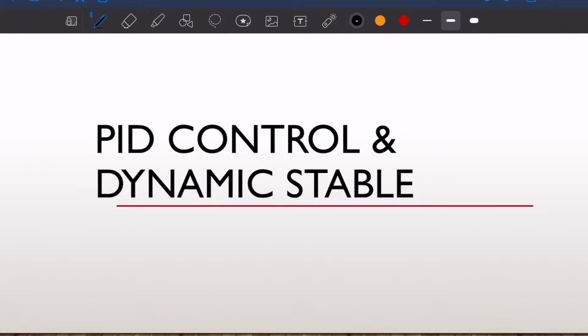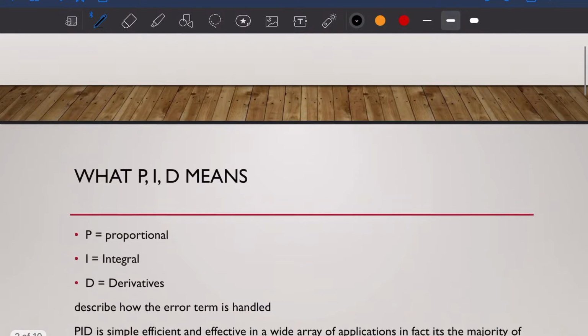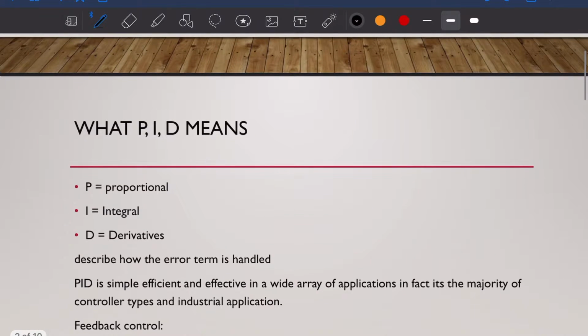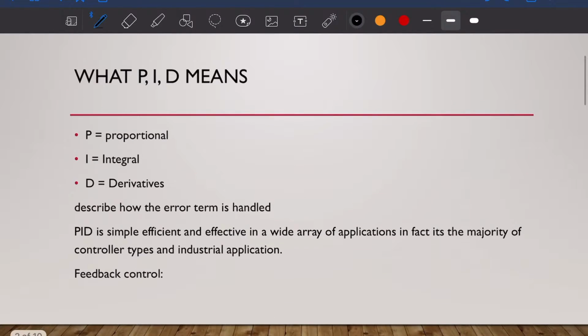All right. Today we're going to talk about PID control and dynamic stability. First, what do P, I, and D mean in PID? P means proportional, I means integral, D is derivative. Those three describe how the error term is handled. PID control is simple, efficient, and effective in a wide range of applications. In fact, it's the majority of controller types in industrial applications.